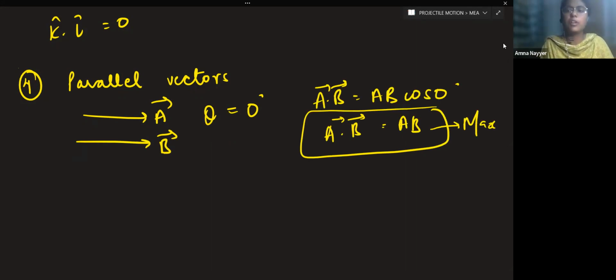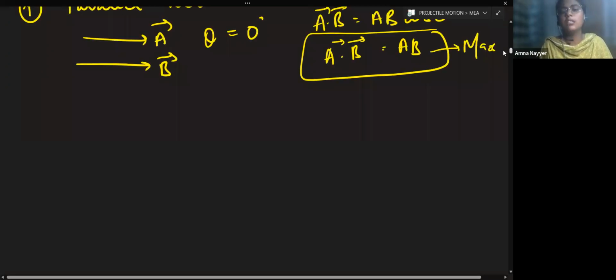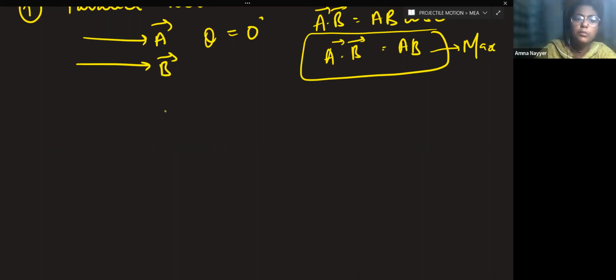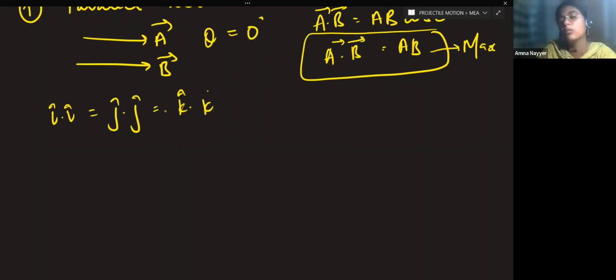Even in Cartesian form, parallel means i dot i, j dot j, k dot k, and that is always 1. In Cartesian form also, i cap will overlap with i cap when considering parallel vectors. So i dot i equals j dot j equals k dot k, which equals 1. Fine. This is it.